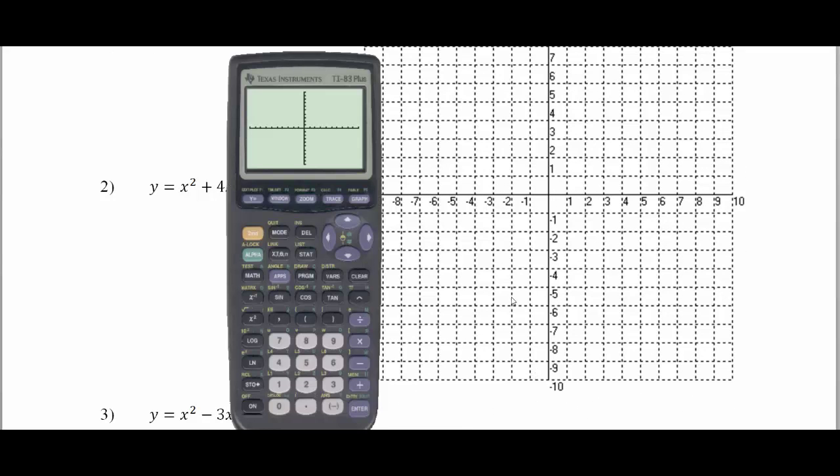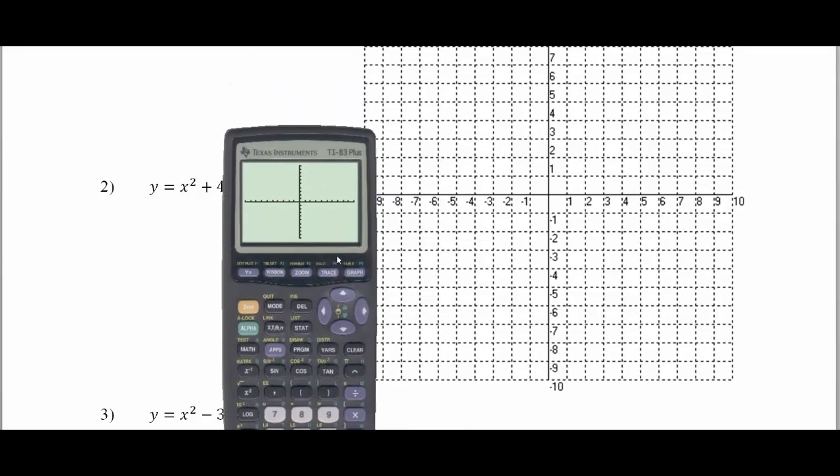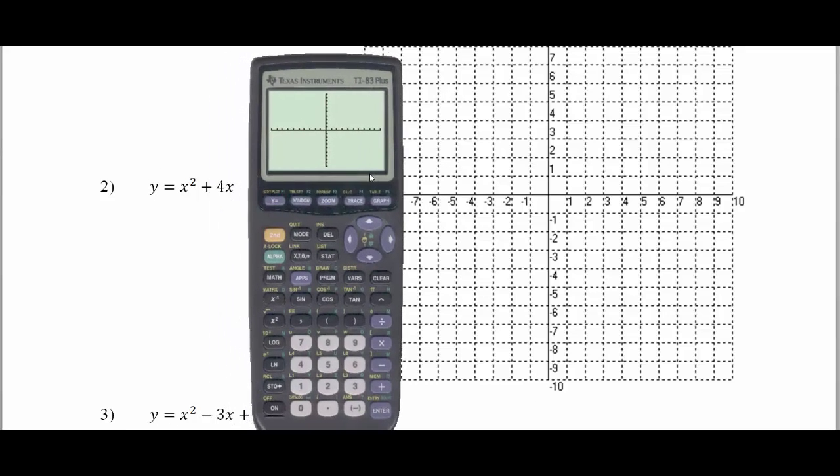So let me bring the calculator back up. Let me also remind you that we're going to look at x squared minus y, and let's type that in. So click on the y equals, and then type in the x squared minus y, and let's look at the graph. So this graph is going to be here on this page. I'm going to transfer this to this, and I'm going to do so by looking at the table.